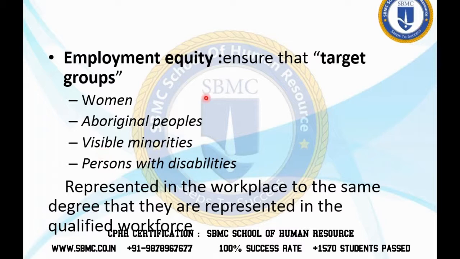These are the targeted groups, always targeted for harassment. So you have to give employment equity to these target groups. They should be represented in the workplace to the same degree as they are represented in the qualified workforce.